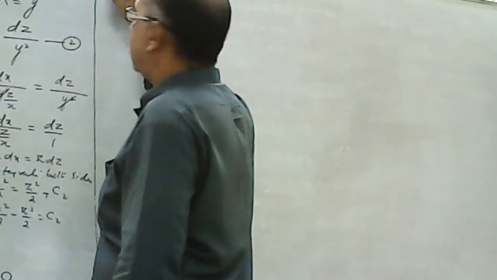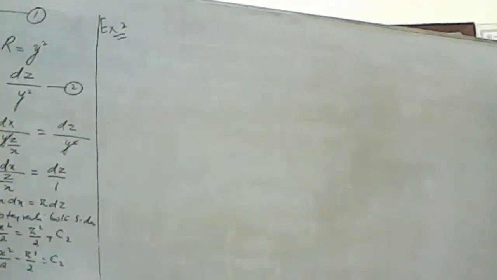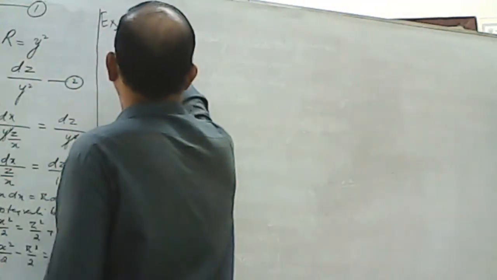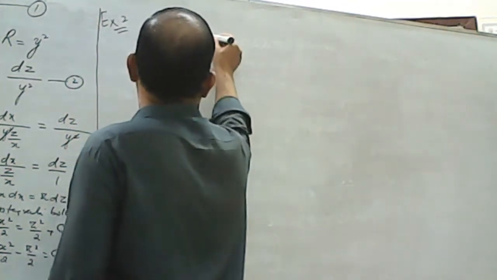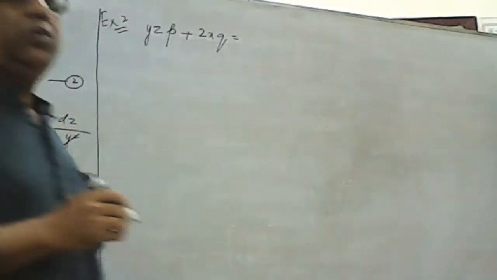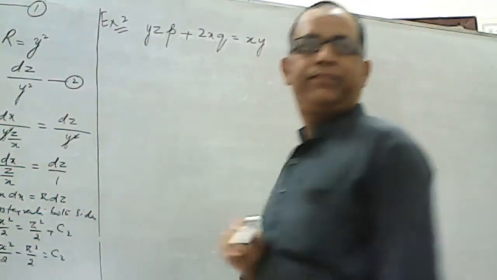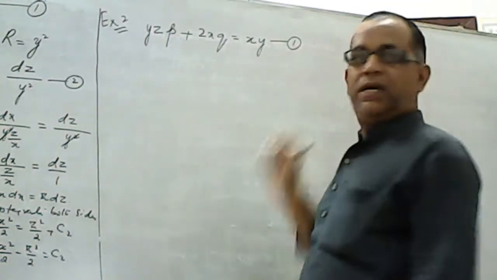This is example number 2 of first order first degree or linear PDE. This is example number 2 which we will discuss now. yz p plus 2x q is equal to xy. Again, this equation is in its standard form.